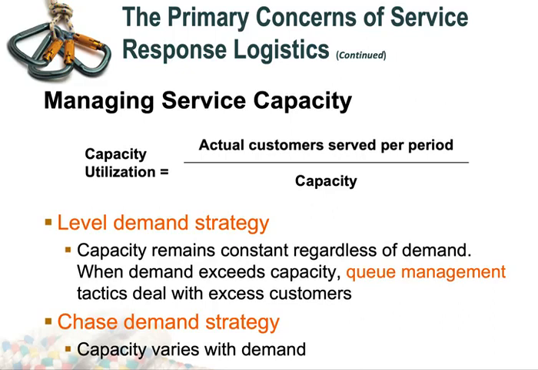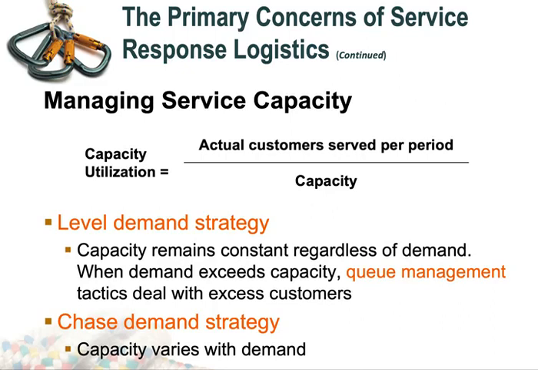The level demand strategy is where capacity remains constant regardless of the demand. When the demand exceeds the capacity, queue management tactics deal with the excess customers. It means that when the demand exceeds the capacity, the customers should queue and wait. The second one is the chase demand strategy, where capacity varies with demand, but this one is very complex.